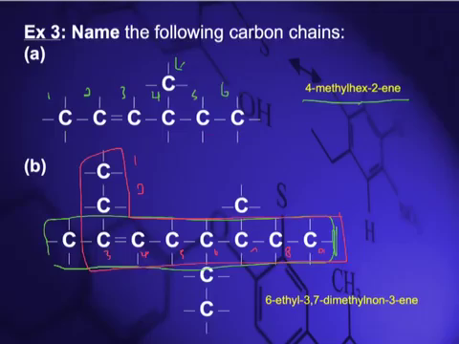Now let's identify the branches. There are methyl groups here at position 7 and 3. So it is going to be 3,7-dimethyl. We note that there is an ethyl group at position 6. So 6-ethyl. Remember, ethyl comes before methyl because of its alphabetical standing. And lastly, we note the position of the double bond at carbon 3 with 3-ene. So the name of this compound is 6-ethyl-3,7-dimethylnon-3-ene.